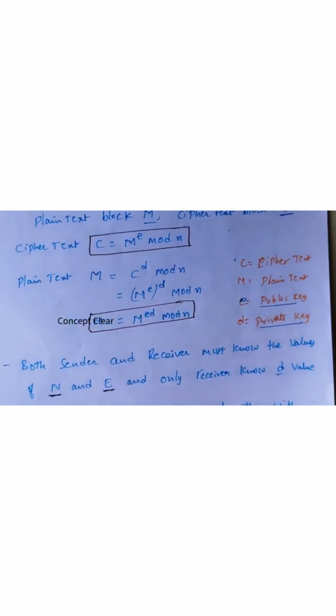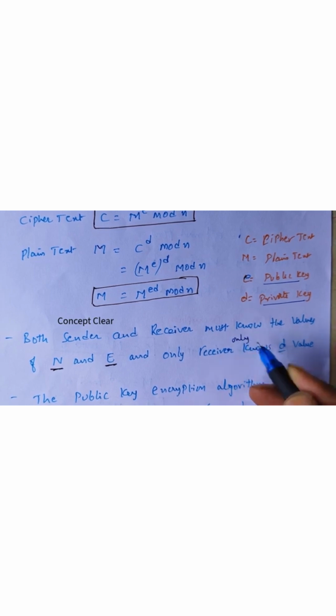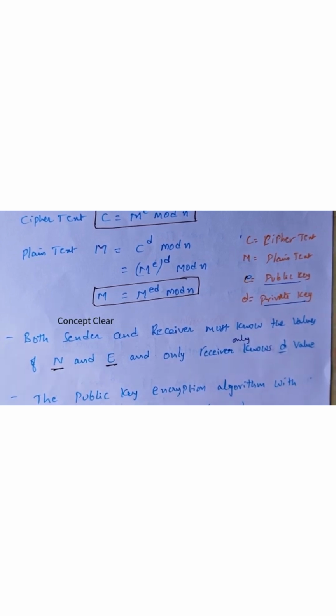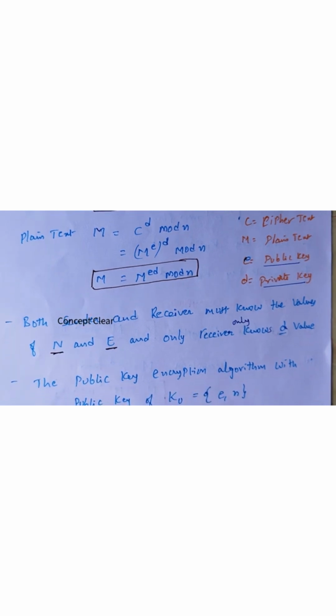Now see here, both sender and receiver must know the values N and E, where E is the public key. If you are the sender, you should know the public key, and the receiver also knows the public key. The receiver only knows the D value, which is the private key. The sender does not know the private key. The private key is known only by the receiver.